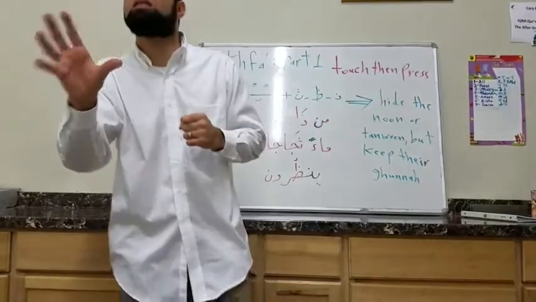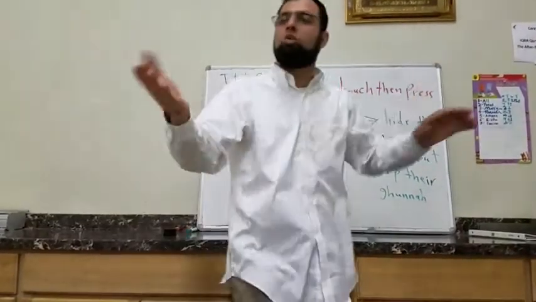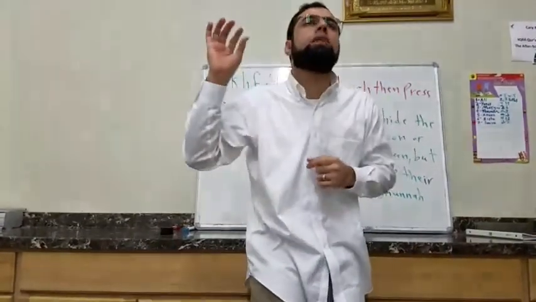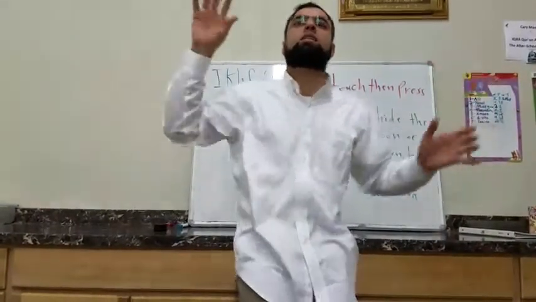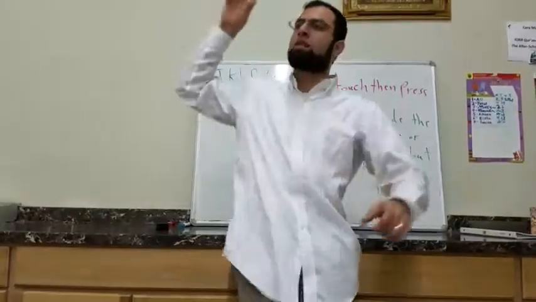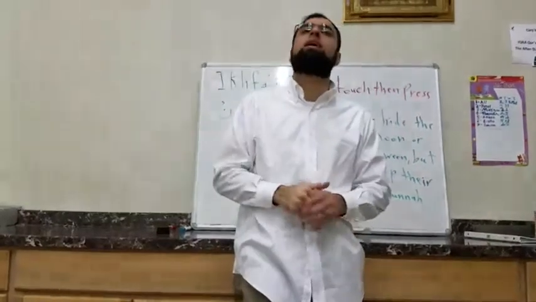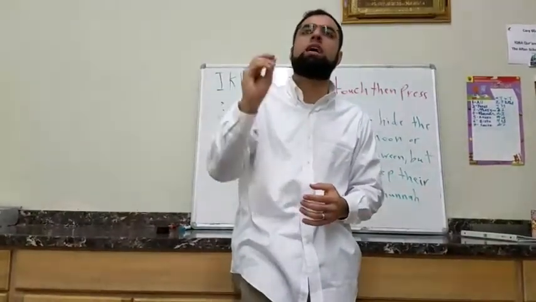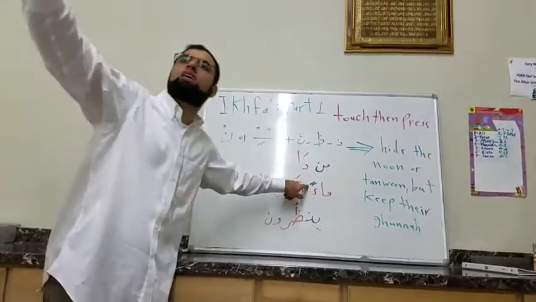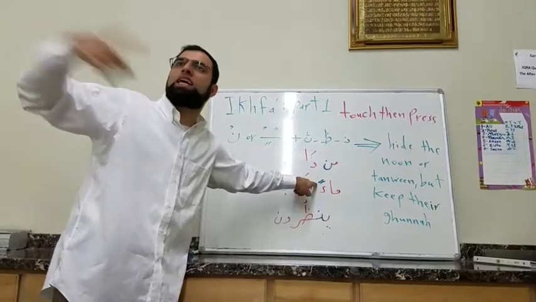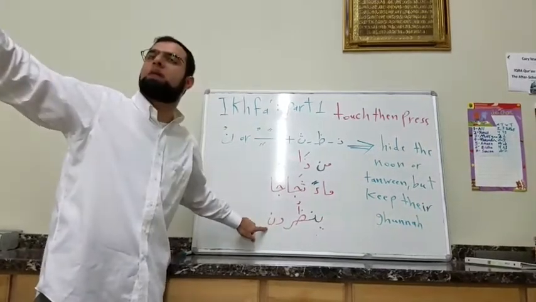What method is this? What method of ikhfa is this? This is touch, then press. Why touch, then press? Listen why. Ma and touching. And then fa. Ma and fa. Try. Ma and fa. What color they put the tanween in? Green. Why green? Because there's ghunnah there. Last example.